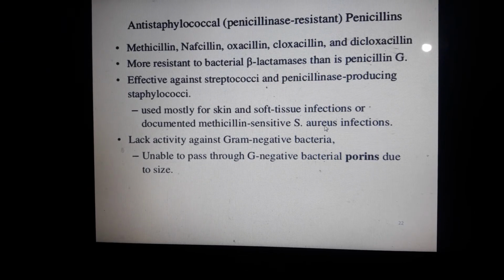So usually Staphylococcus aureus is a gram positive coccus, unable to pass through gram negative bacteria because of the porins, due to the size. Take note, penetration across the bacterial cell membrane depends upon the size or molecular weight of the compound. The bigger the molecular weight, the more difficult the penetration of the compound across the cell membrane.